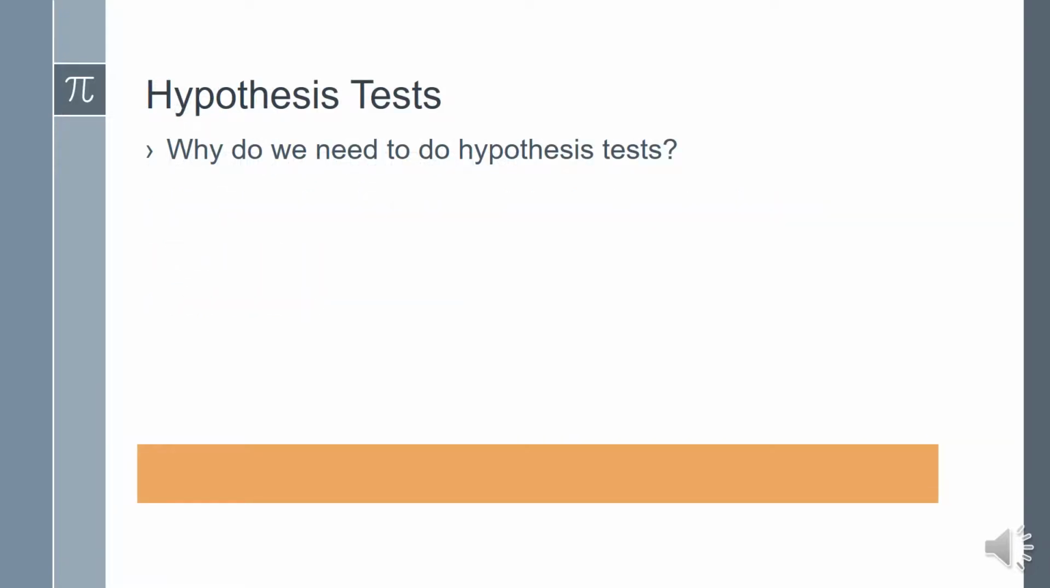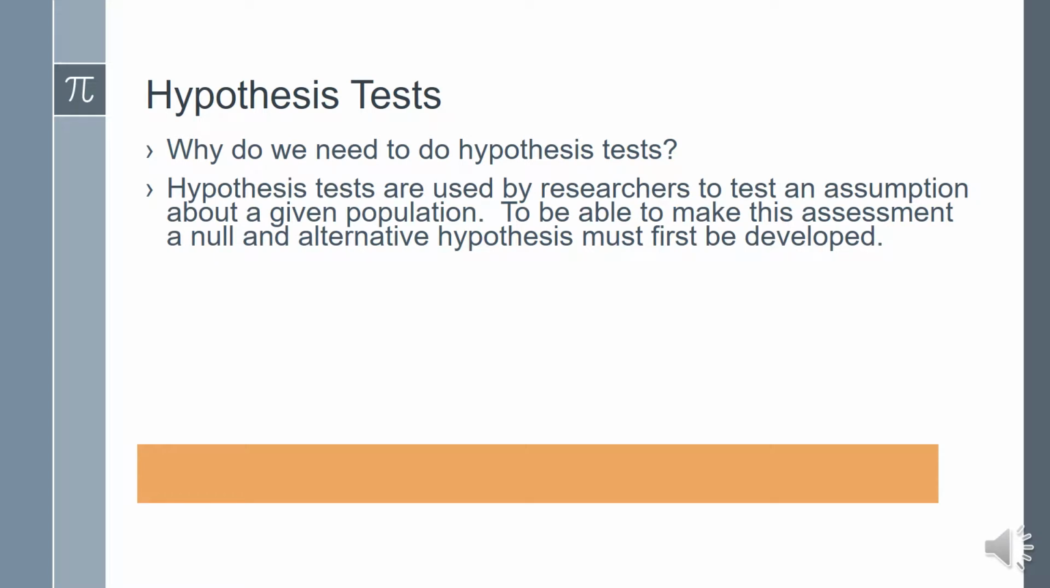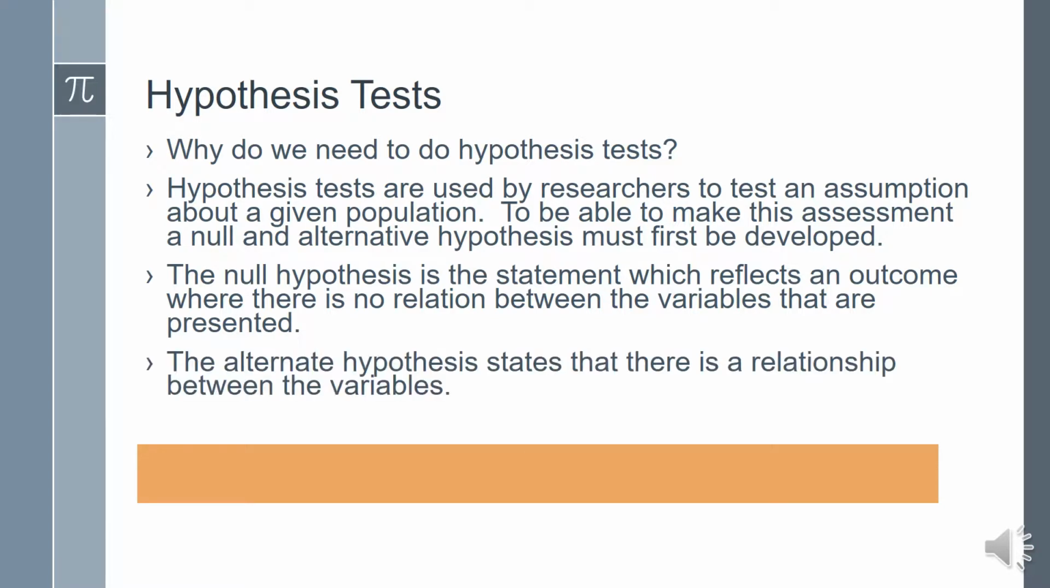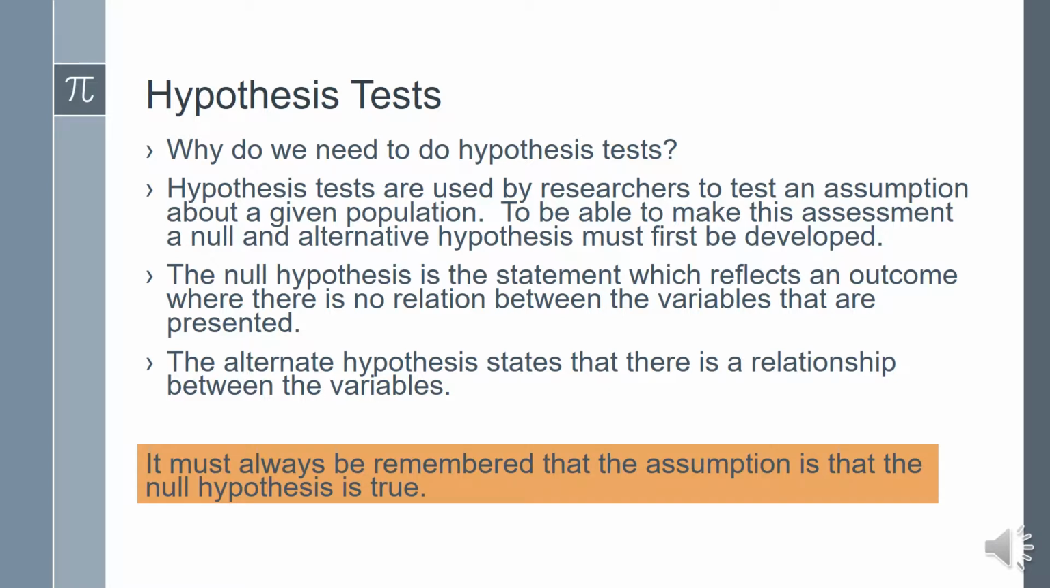Why do we need to do hypothesis tests? Hypothesis tests are used by researchers to test an assumption about a given population. To be able to make this assessment, a null and alternative hypothesis must first be developed. The null hypothesis is the statement which reflects an outcome where there is no relation between the variables presented, while the alternate hypothesis states that there is a relationship between the variables. It must always be remembered that the assumption is that the null hypothesis is true.